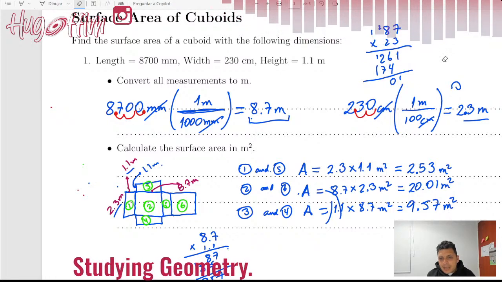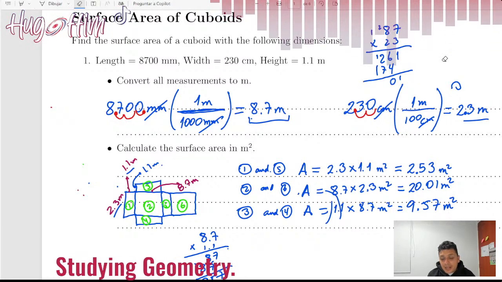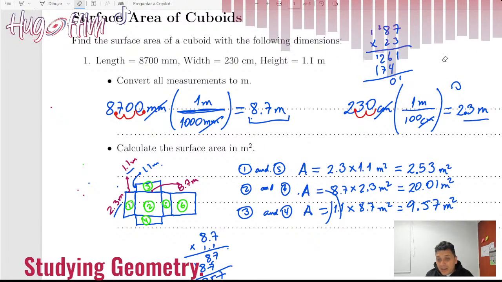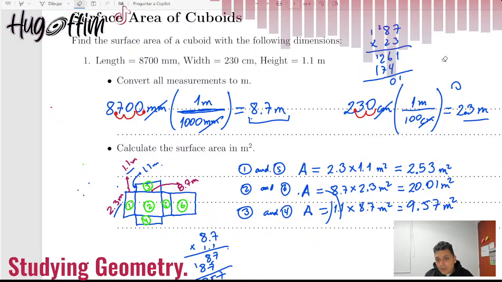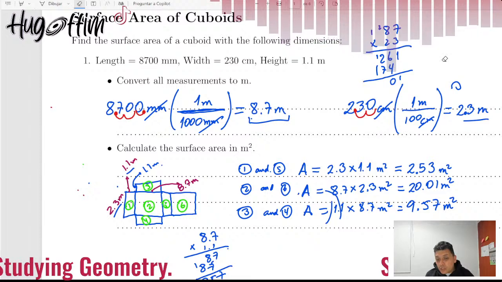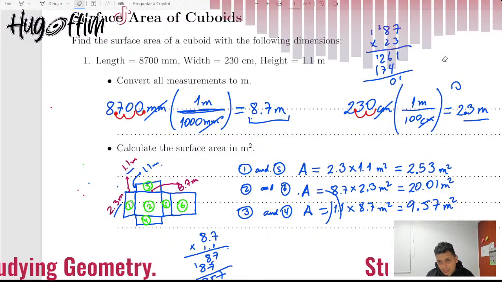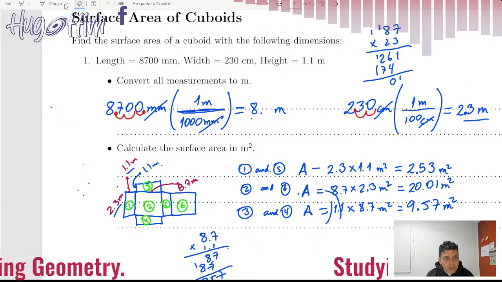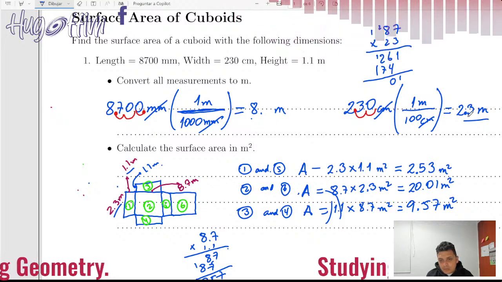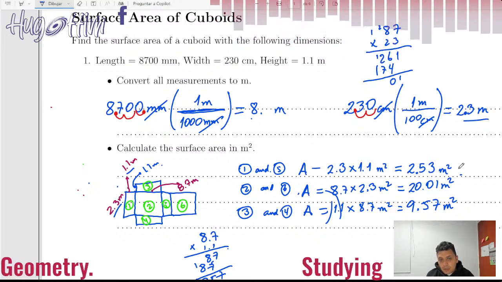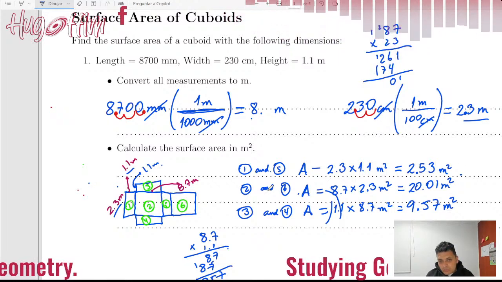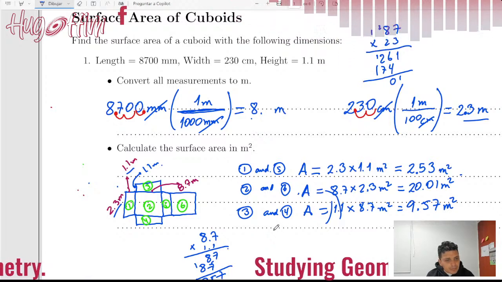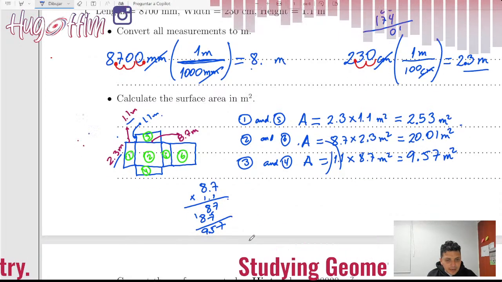Okay, now what I need to do to get the surface area, I already have the area of each rectangle. What I need to do is multiply each area by 2, because I got the area of 1, the area of 2 and the area of 3, so I need to multiply by 2 and add them. So I'm going to multiply this area by 2 to get the surface area.